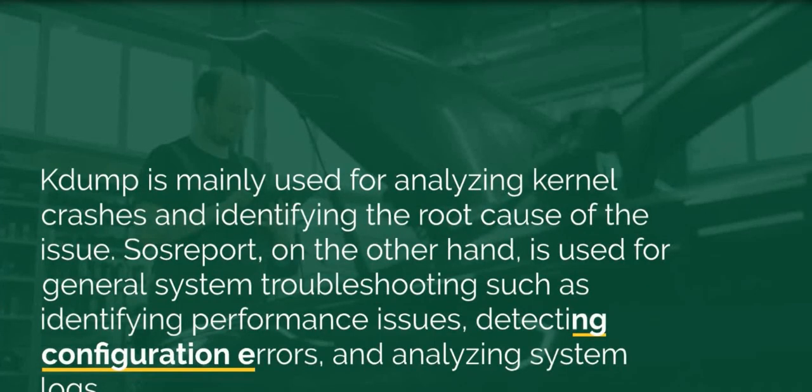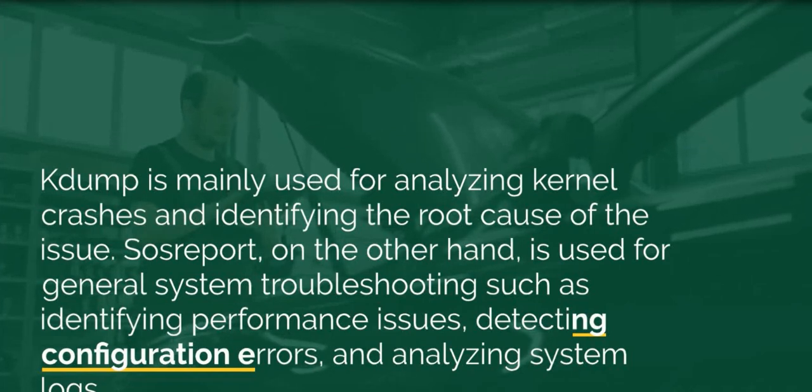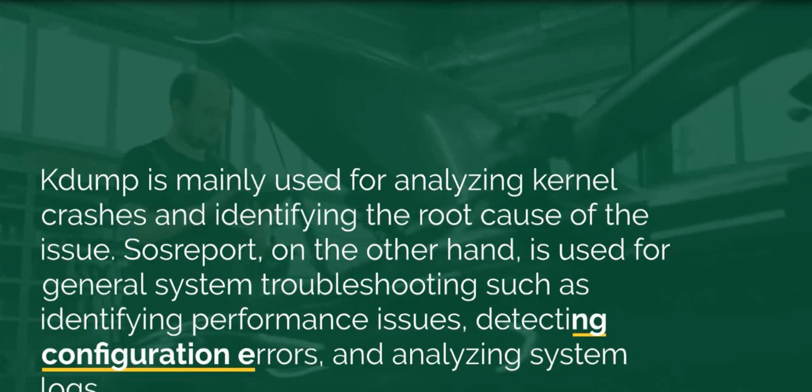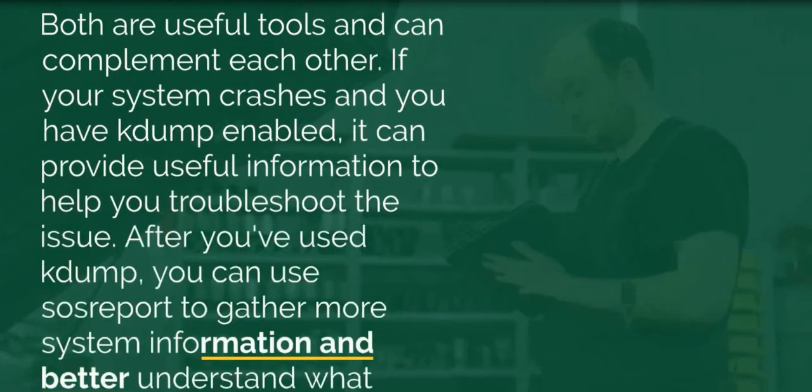Kdump is mainly used for analyzing kernel crashes and identifying the root cause of the crash. SOS report, on the other hand, is used for general system troubleshooting such as identifying performance issues, detecting configuration errors, and analyzing system logs. Both are useful tools and can complement each other.